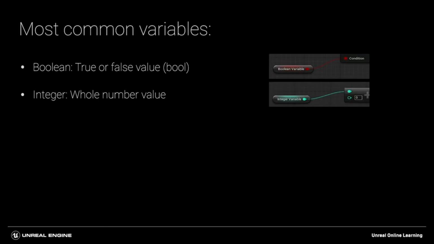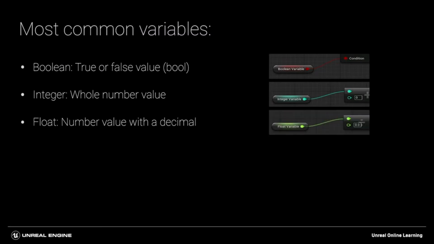Next we have an integer. This is a whole number, usually colored a more dark green bluish. This can't have any decimal values and it's not a variable that we will come across a lot during the course. Next up, we have a float, usually recognizable by a light green color. This is also a number variable, but a float can have a decimal. It's a very common variable which we will actually use a lot as well.